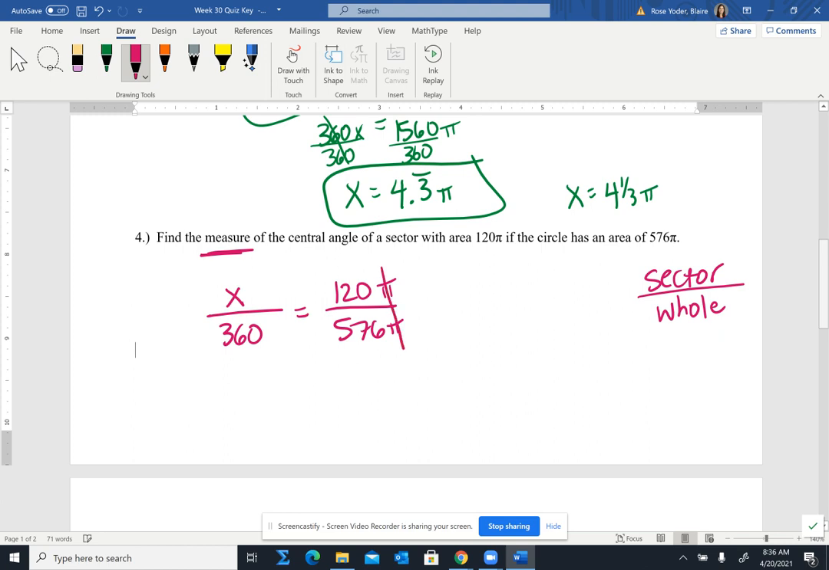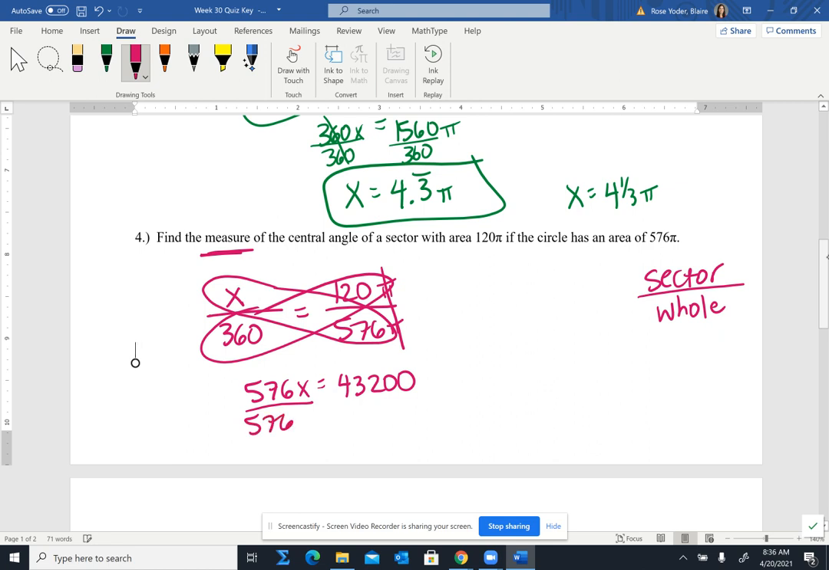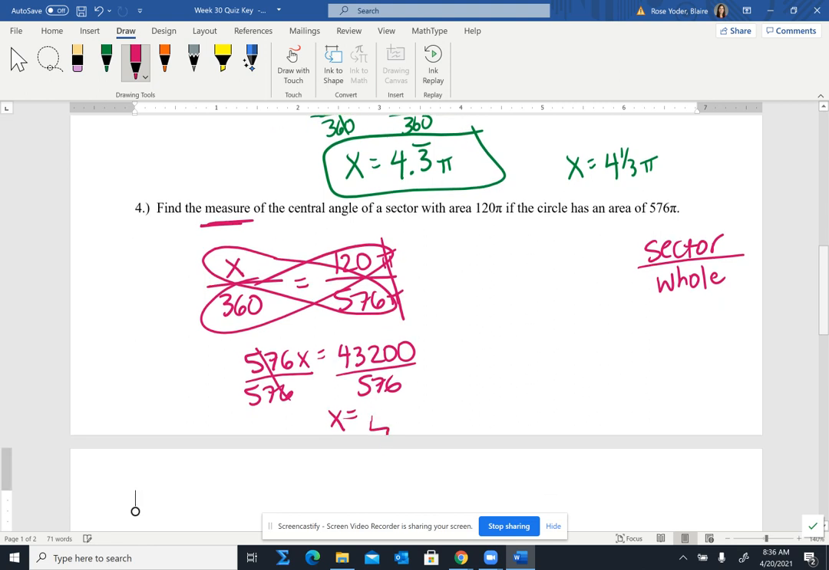I'm going to cancel out the pi's. I'm not even going to use them in my cross multiplying. 576x. And then let's see what 360 times 120 is. 360 times 120 is 43,200. And then I just divide by 576. 75. So you might be wondering, why not 75 pi? Well, remember, it was the measure of the central angle at 75 degrees. Our pi's canceled out. So there isn't going to be a pi in your answer for that one.